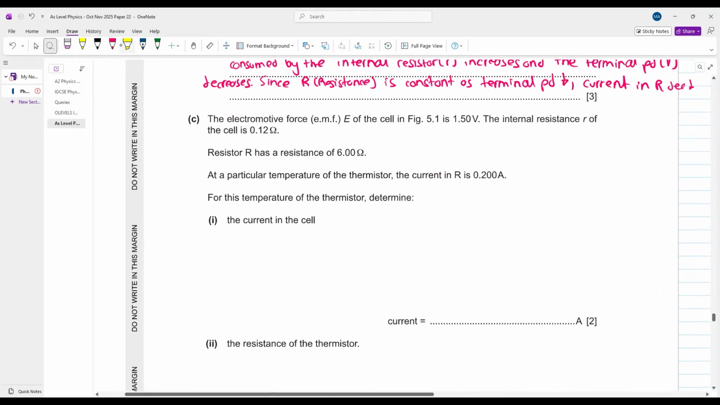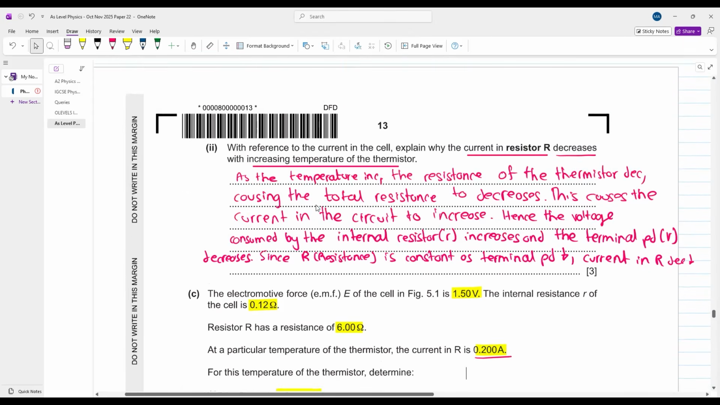Let's further see what is written. The electromotive force E of the cell is 1.5 volts. The internal resistance is this. The resistor R has a resistance of this. At a particular temperature of the thermistor, the current in R is this. For this temperature of the thermistor, determine the current in the cell. Okay, you have to determine the current in the cell. How will you determine that? We know that the current in the resistor R is this. Let's move ahead.